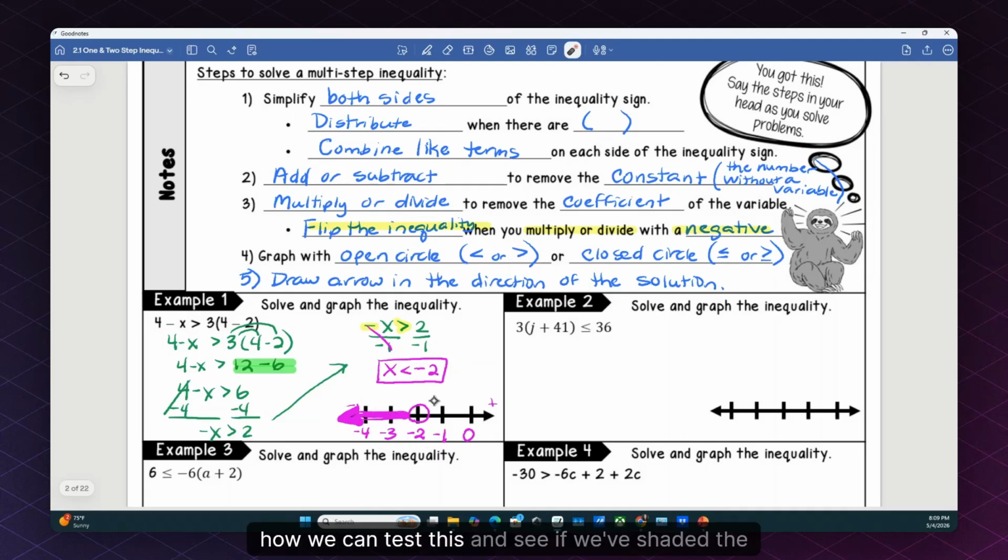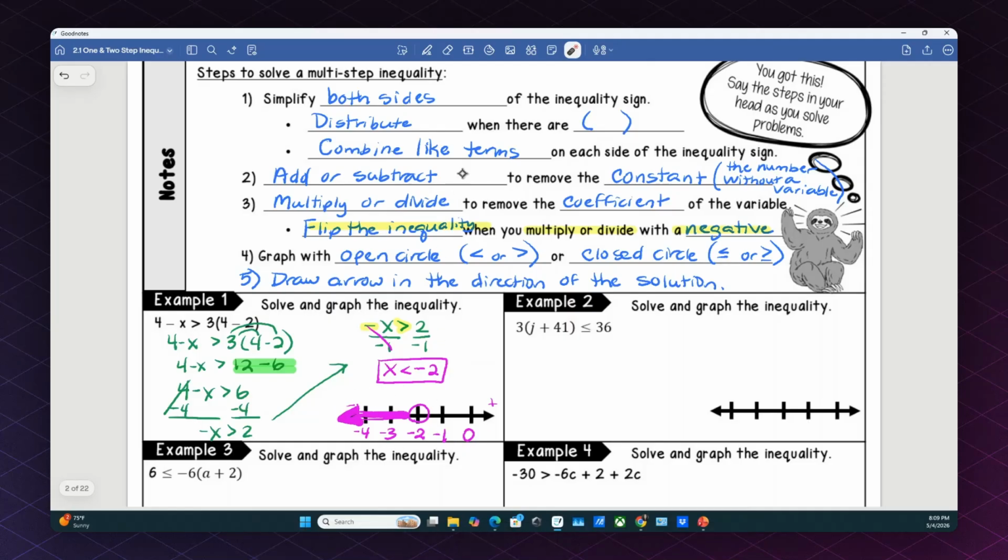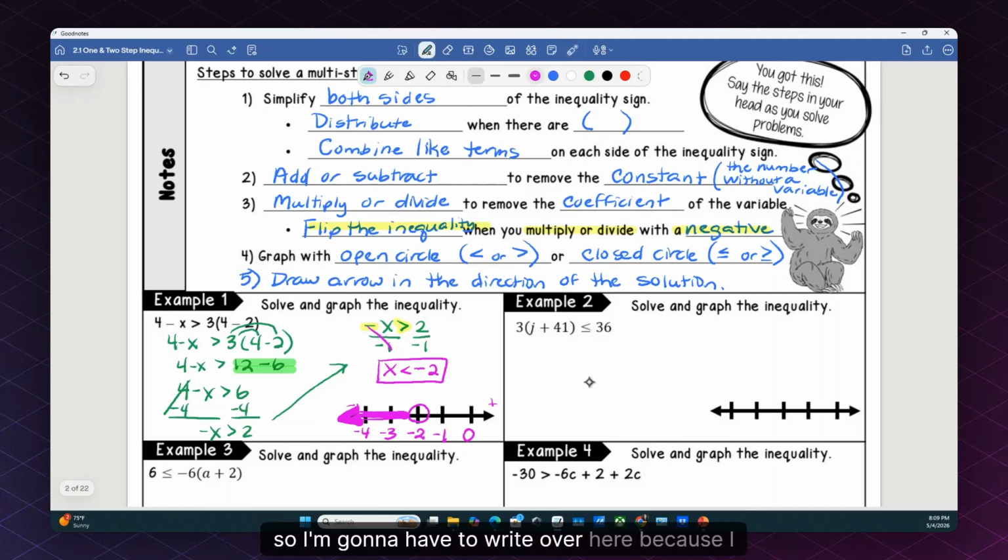Okay, I'm going to take a little side journey here, and I'm going to show you how we can test this and see if we've shaded the correct direction. Okay, so I'm going to have to write over here because I don't have enough room. I know it's okay if you don't write it in your notes. You can write it somewhere else, or you can just watch as I go along.